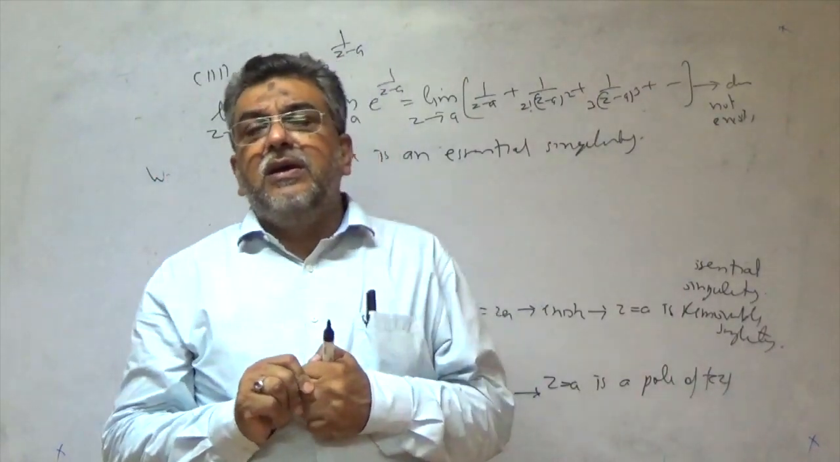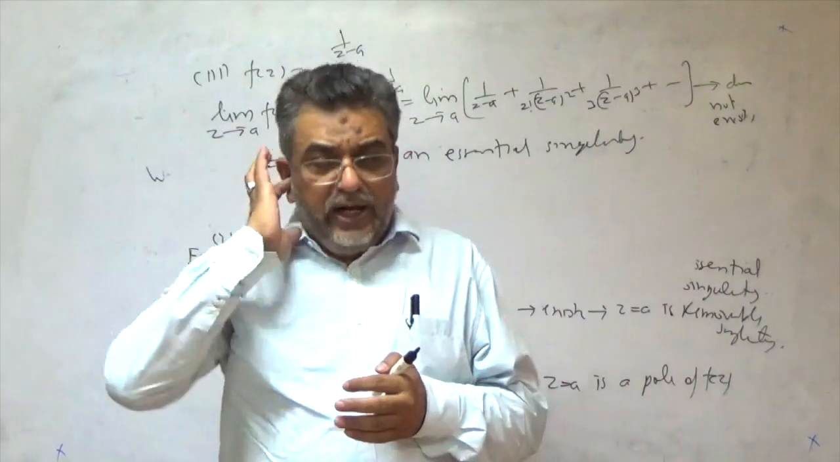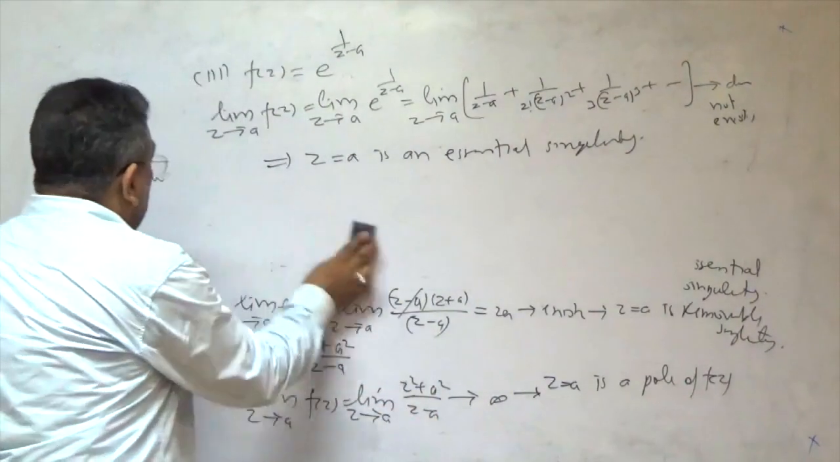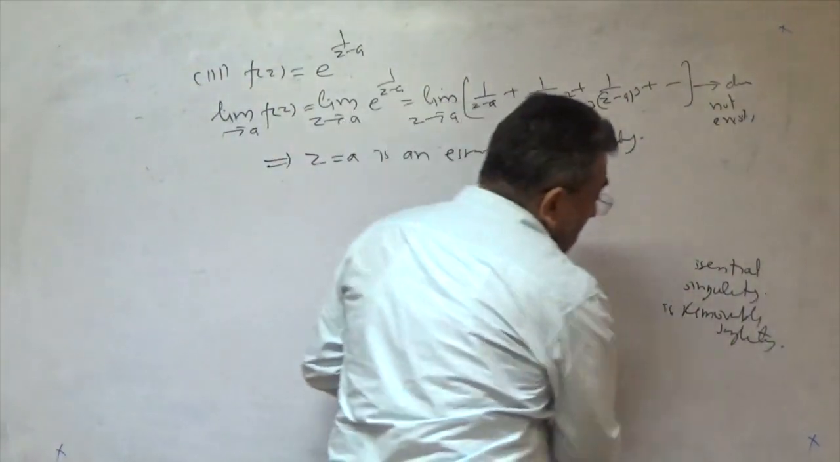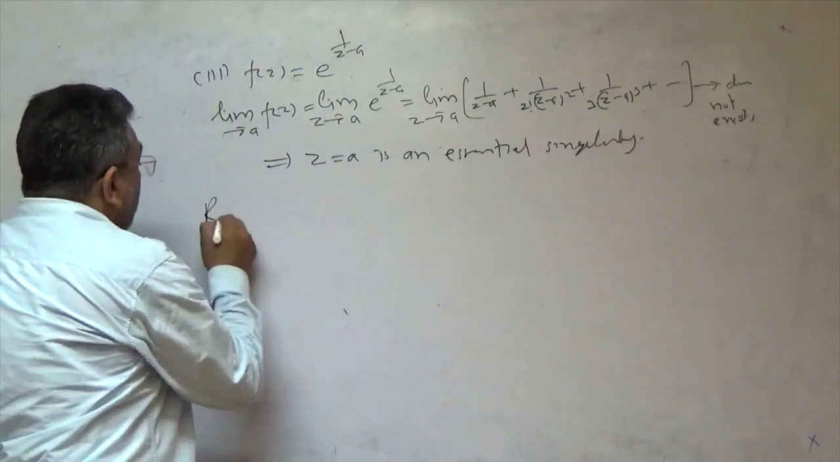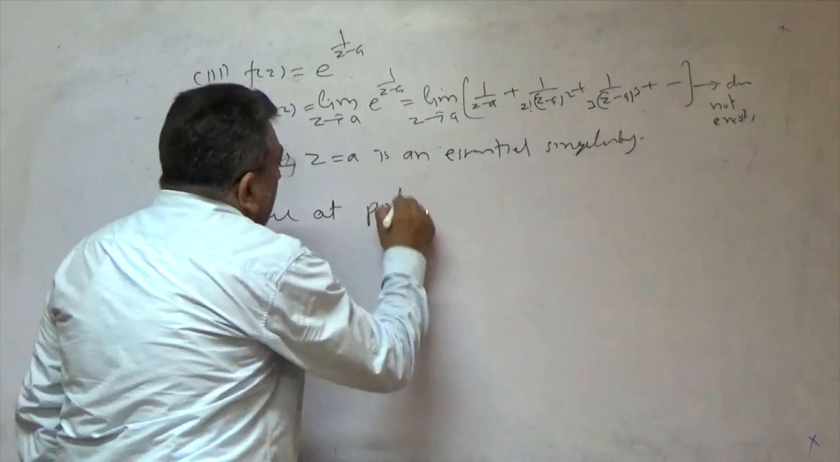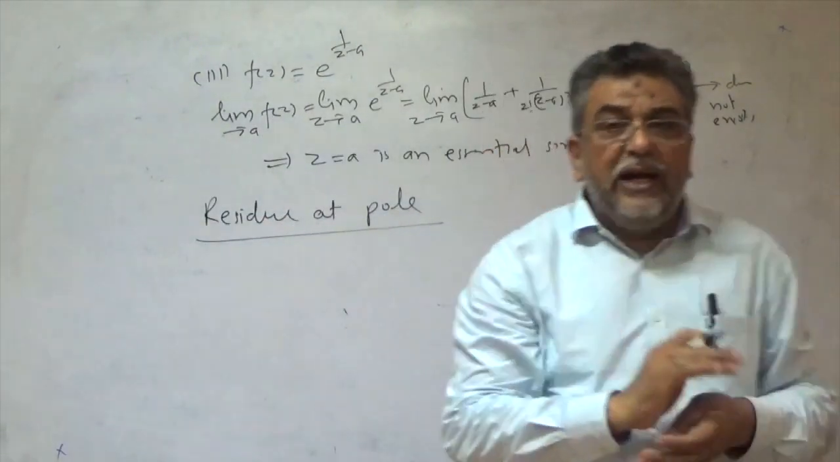And then we come to the main topic. Your heading is the residue. That is the calculus of residue, and for that we defined singularities, and that is the main topic. That is the residue. Residue at a pole. What is the residue at a pole?